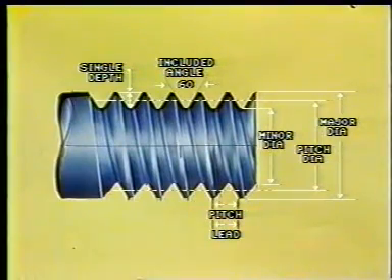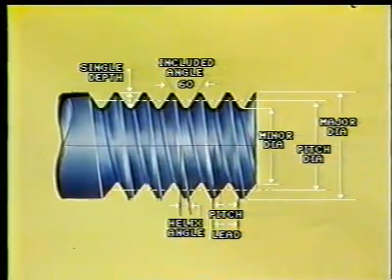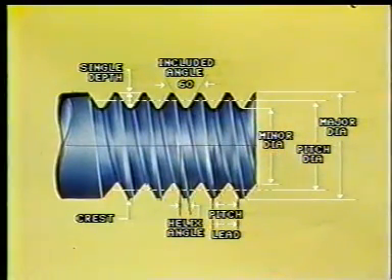The angle between the helix of the thread and the plane perpendicular to the axis is called helix angle. Crest is the top surface joining the two flanks of the thread. Root is the bottom surface joining the flanks of a thread.